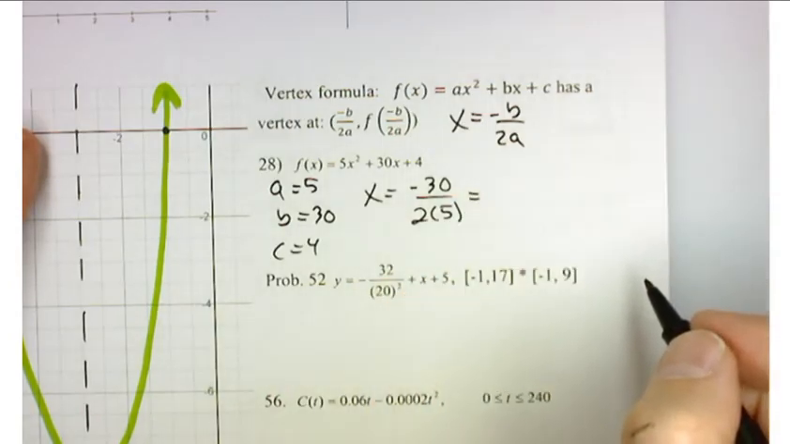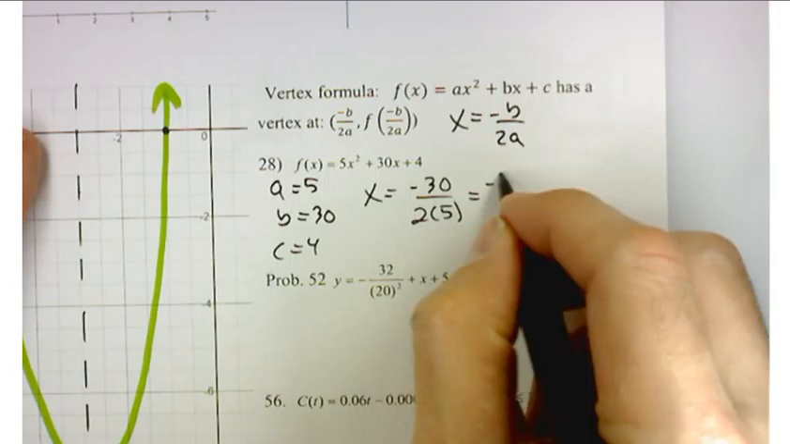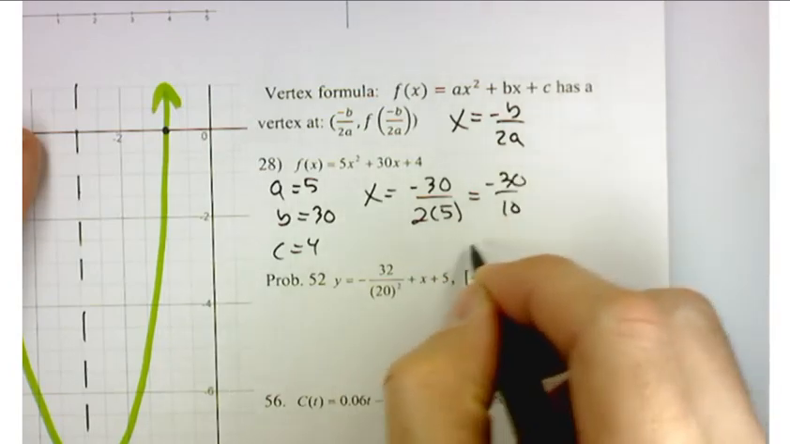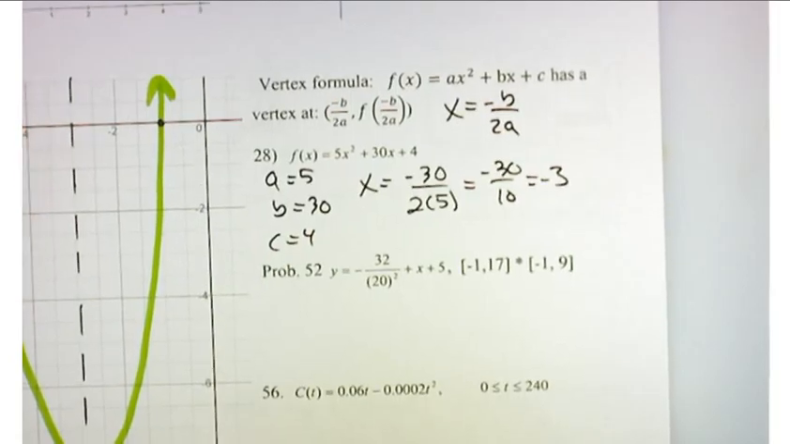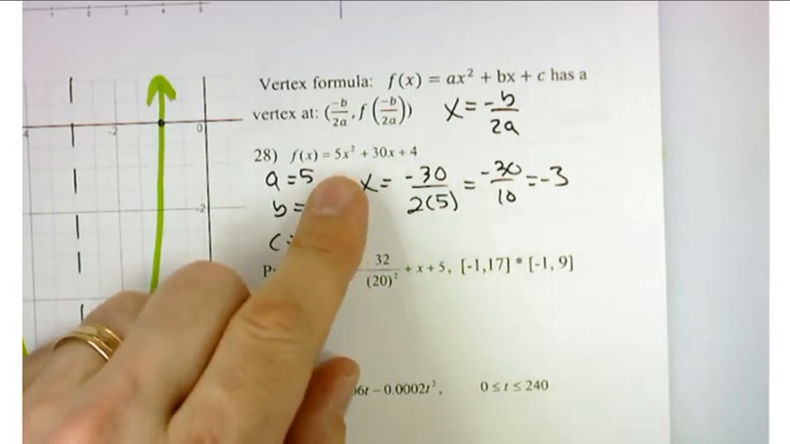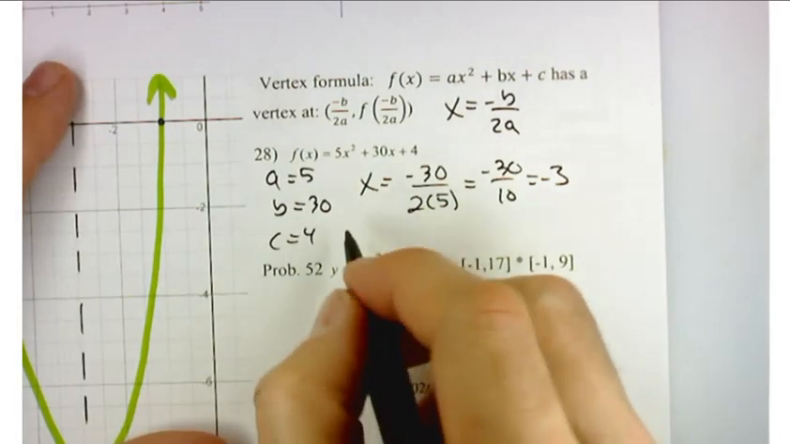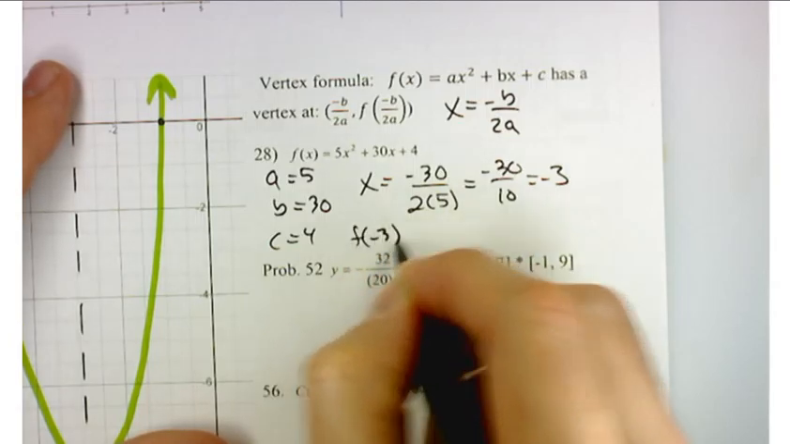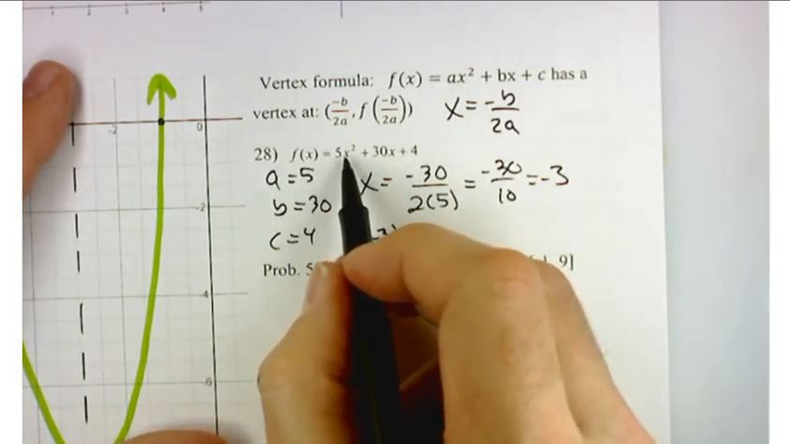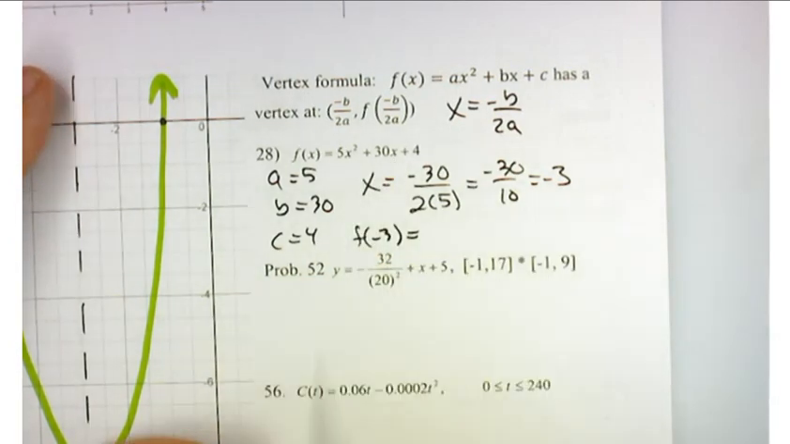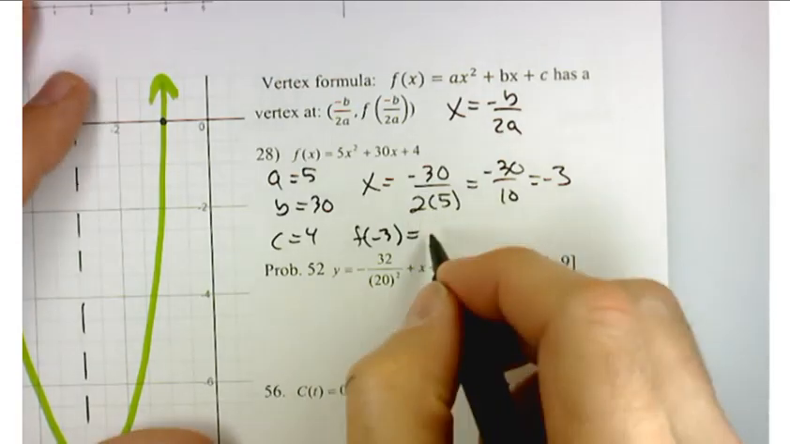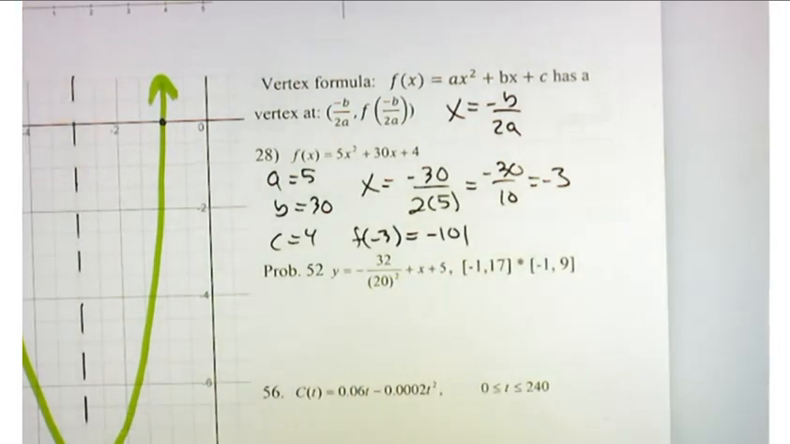What would that be? Good. So -30 over 10 is -3. Great. Now if I want to find the y-coordinate of the vertex, then I can simply plug in a -3 here. So f of -3 would be, let's see, 9 times 5 would be 45, minus 150 is minus 105, plus 4 is minus 101. So there you go. There's your vertex.